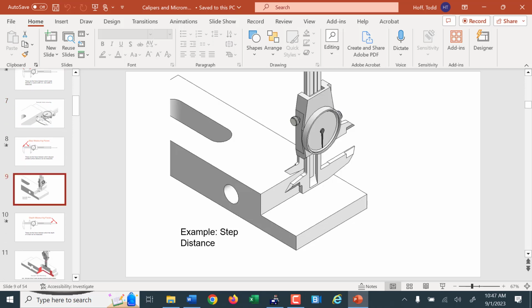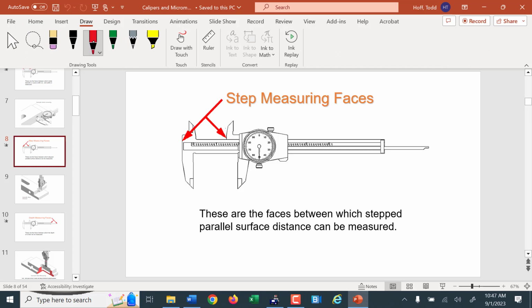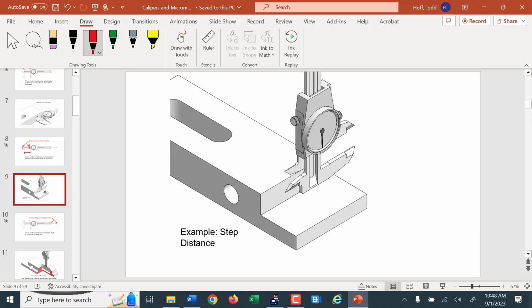This one is the one that usually catches people. It's called a step measurement. When the jaws are closed, this top edge of that jaw usually lines up exactly with the top edge of the main jaw. So as you open the jaws up, the distance between them is the same as the distance between the big jaws. So you can use it like this to measure the step up between two surfaces. Anybody ever do that one? That's the one that most people have never seen.